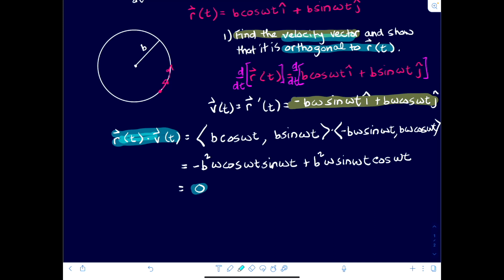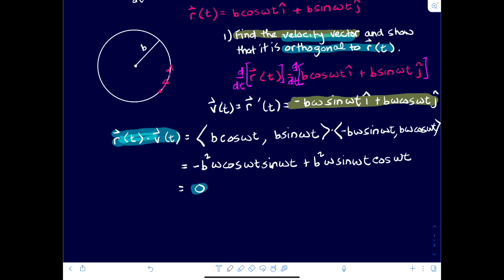That is our first job. Now, so basically, any velocity vector that you're going to make is going to be orthogonal to our position vector, r. So now, why don't we take a look at the speed. What would the speed of this particle be?